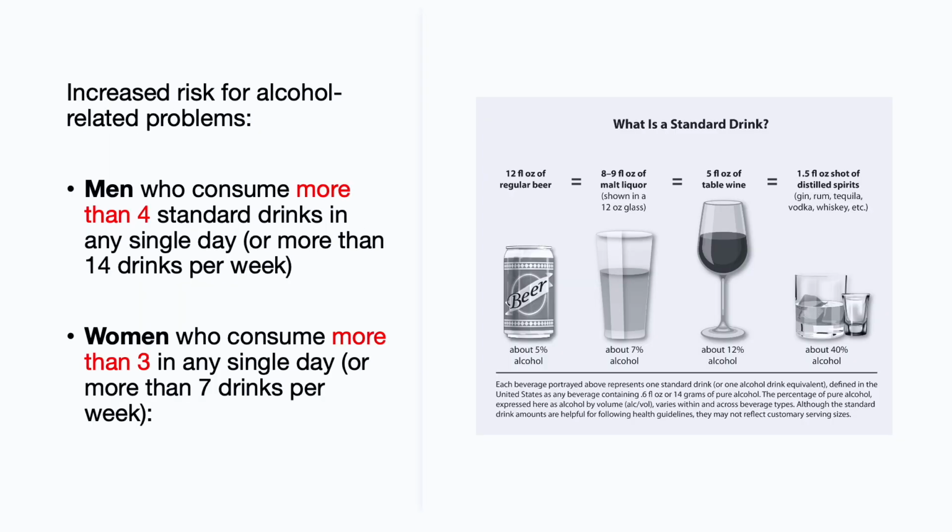To review, one standard alcoholic drink is considered any alcoholic beverage that contains 14 grams of alcohol. Examples of a standard drink include 12 ounces of regular beer, 8 to 9 ounces of malt liquor, 5 ounces of wine, and 1.5 ounces of distilled spirits. Men who consume more than 4 standard drinks in any single day, or more than 14 drinks per week, and women who consume more than 3 in any single day, or more than 7 drinks per week, are at increased risk for alcohol-related problems.